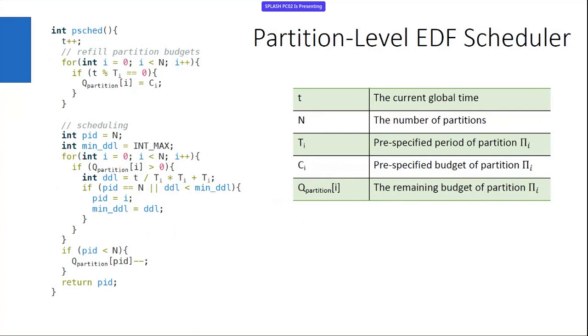So at the end of this loop, if you get a process ID that's less than n, that means there's still some partition that needs to run. So you just decrement its budget by 1 and return that partition as the one actually running. So this is the real C code that actually runs to support this partition scheduler.